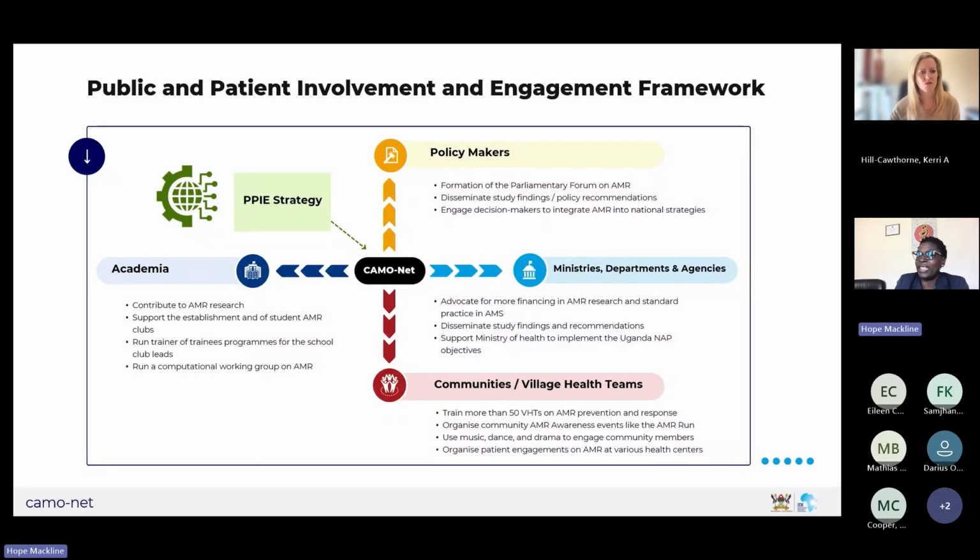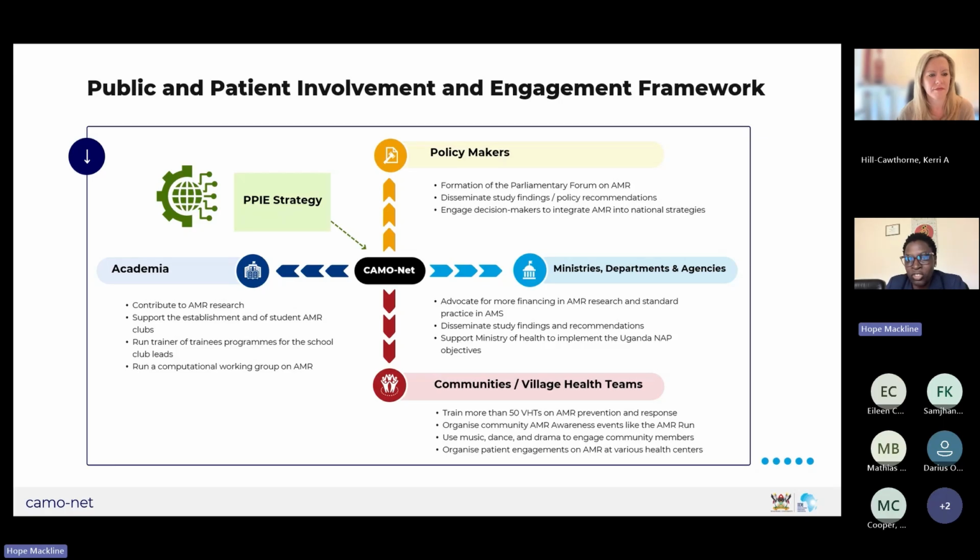So it was an idea that if we do work and we don't involve policymakers, then it will be seated in our laptops and in our journals and nothing will be done. And then we were strategic enough to know that they are decision makers who would help us integrate our AMR requirements into the national strategies.